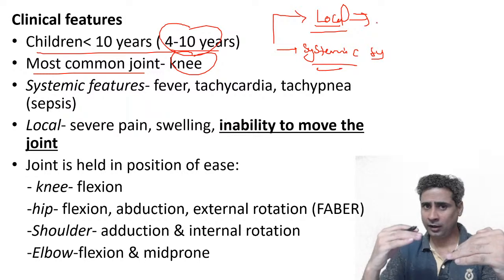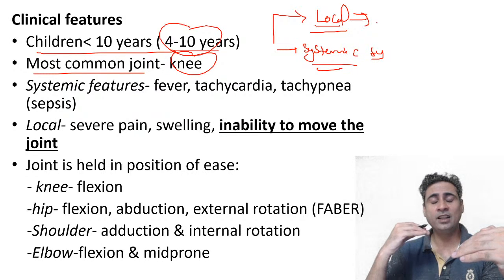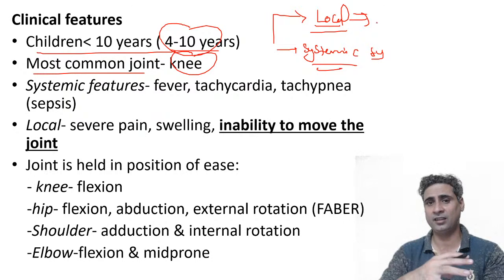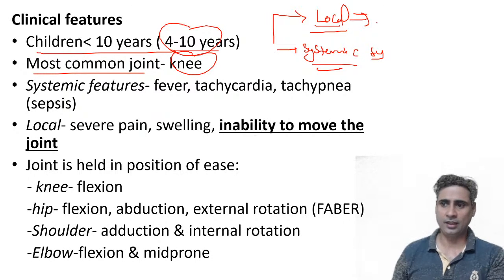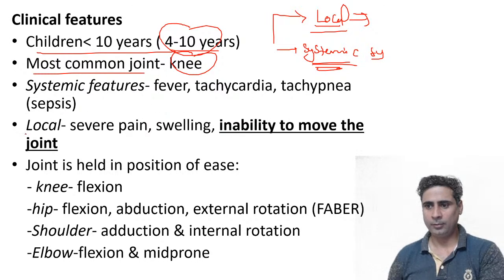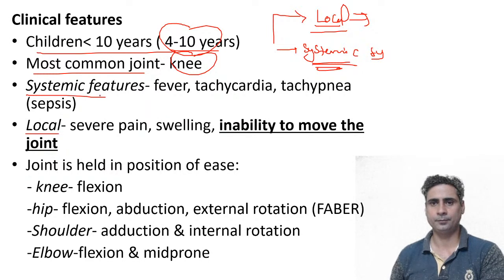As soon as you try to move the joint, the child will cry immediately. So there is no movement possible in the joint. That is characteristic of septic arthritis. So these are the local findings, and systemic findings of septicemia: fever, anorexia, weight loss, tachycardia, tachypnea. Okay, so there will be local signs and systemic signs.